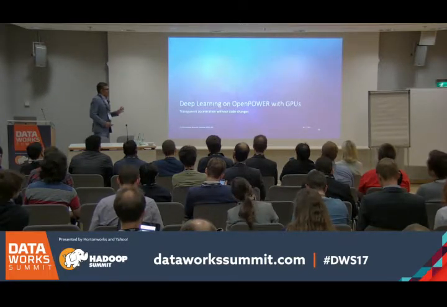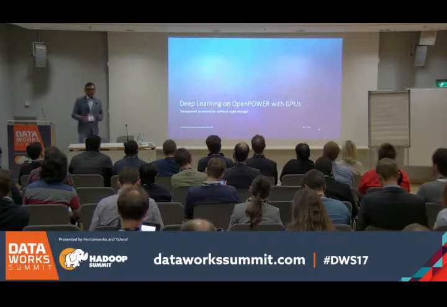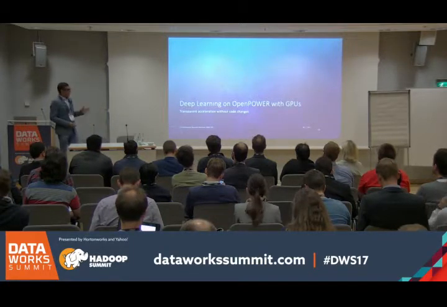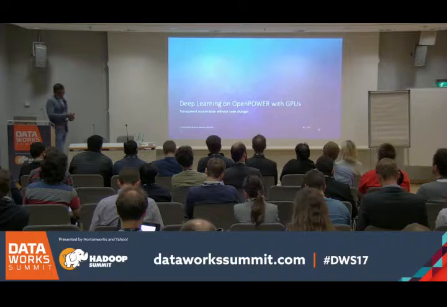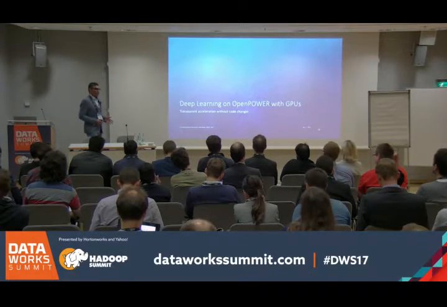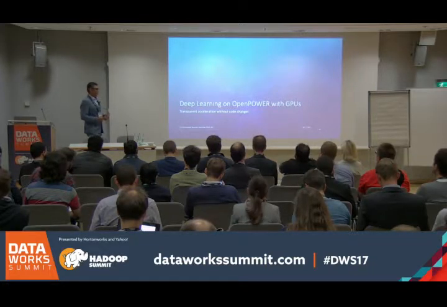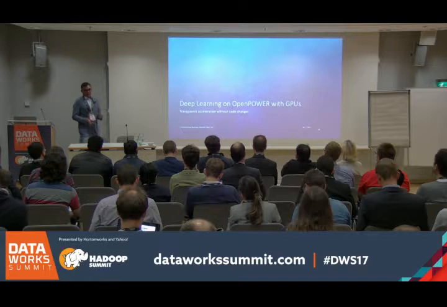So now we're going to talk about 3 different types of workloads for Spark, and how for each of these workloads we use system optimizations to speed up the performance. First, deep learning, and how you can, as a programmer, without making significant code changes, transparently accelerate your code when you use GPUs in the OpenPower systems.